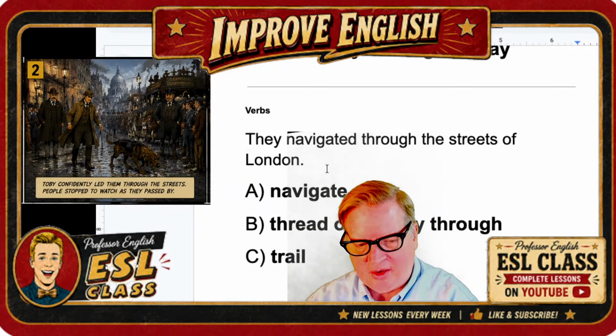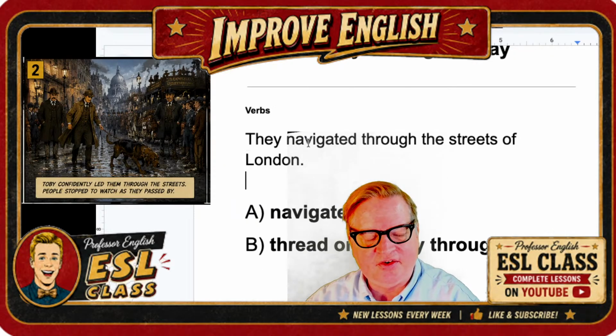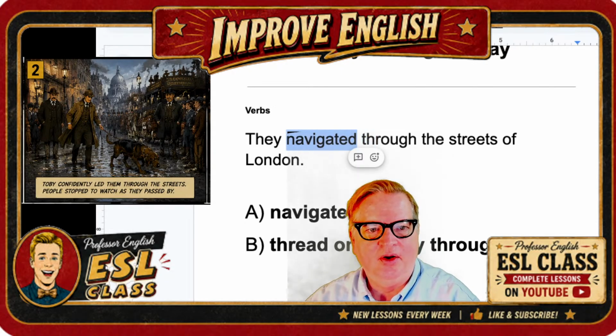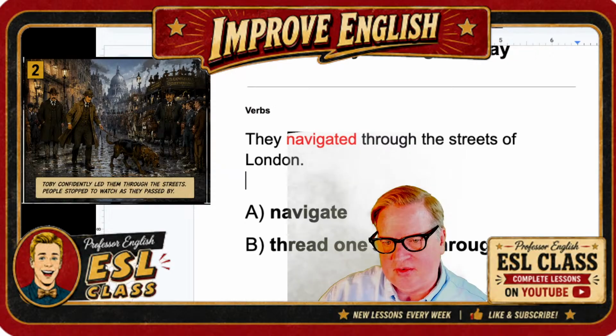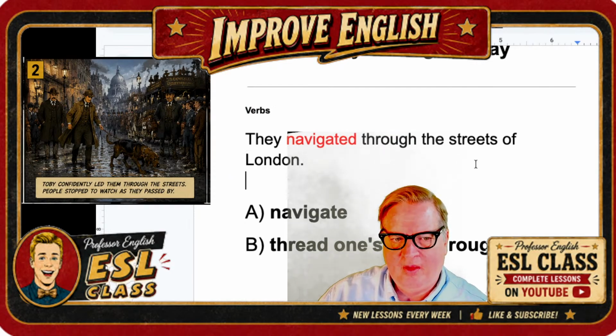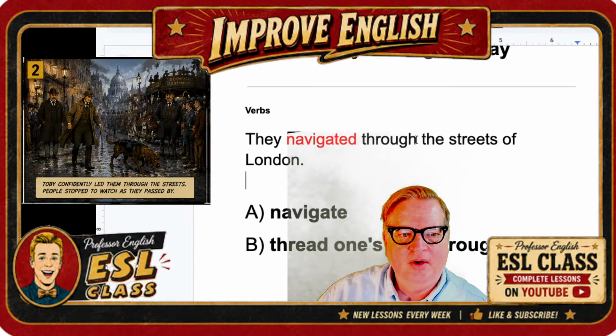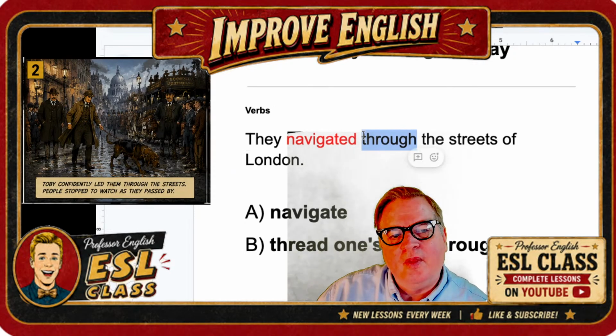All right. So that's a pretty good sentence already. They navigated through the streets of London. Which words do you think you would focus on? Which words would you accentuate in this sentence? Navigated through the streets of London. So navigated, street, London.